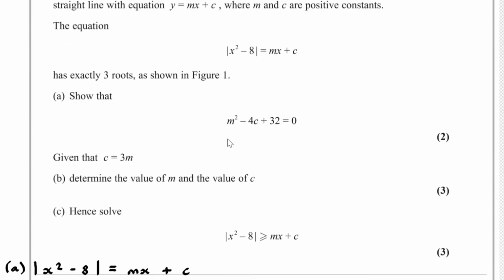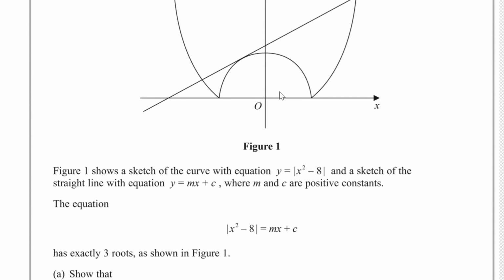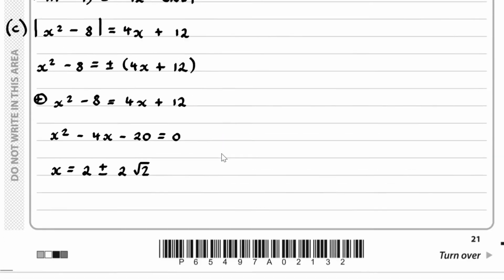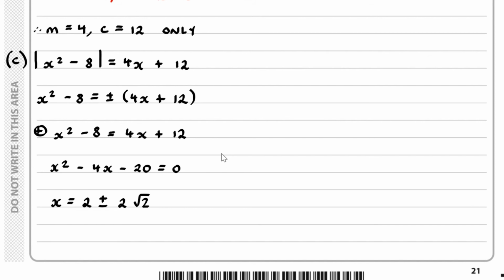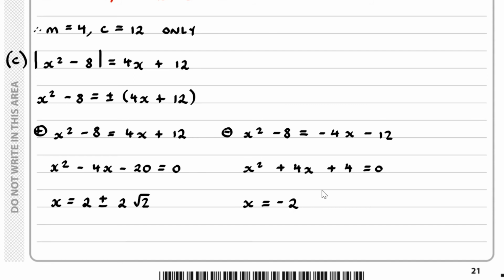And now what we can do is also find out where the curve intersects the line between this point and this point, and that's achieved by setting the minus solution, where I've got x squared minus 8 equals minus 4x minus 12. So I've got x squared plus 4x plus 4 equals 0, which means x equals the value of minus 2 only.